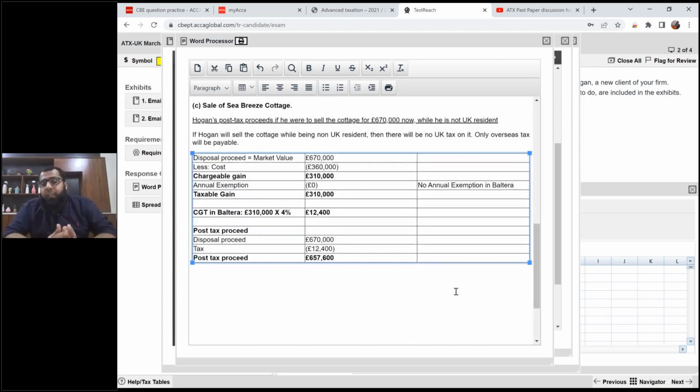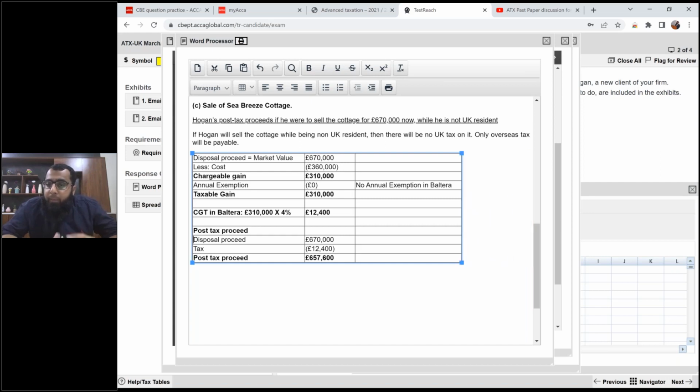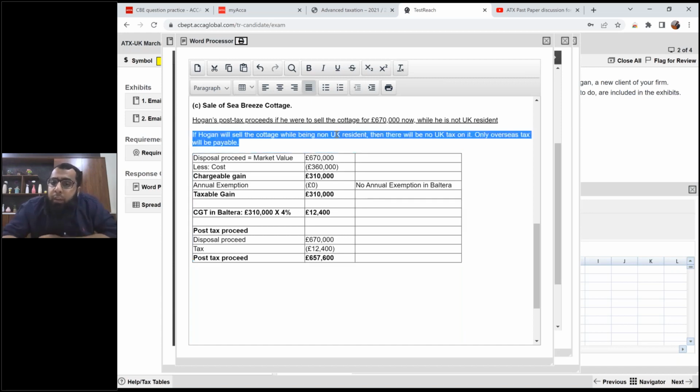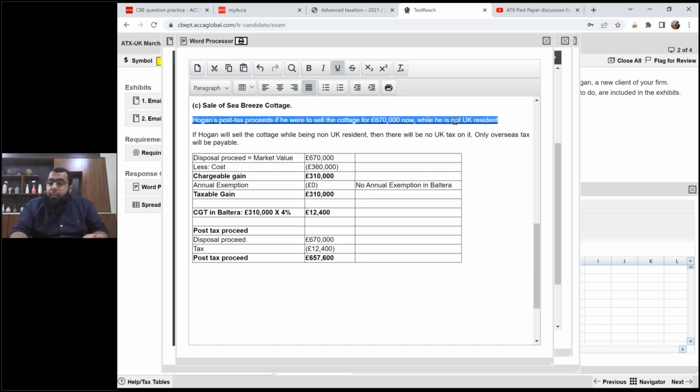If you look at the question, is it difficult? Please tell me. Is there anything in which you can make an error? It's a simple, straightforward question. It's just going in a simple flow. If Hogan sells the cottage while being non-UK resident, there will be no UK tax on it. It is written here that he's non-resident. There is no need to question or challenge the data.